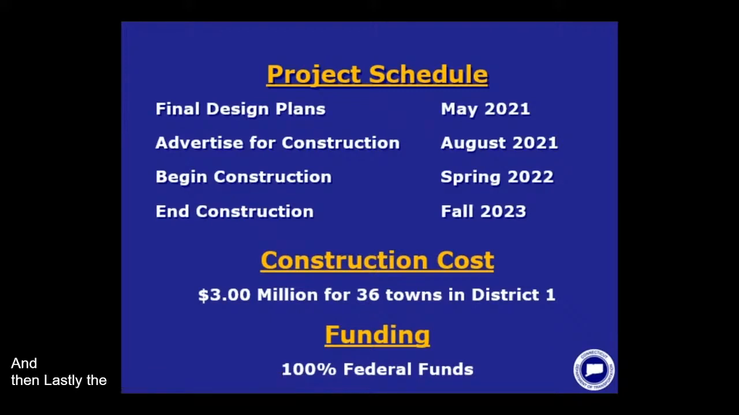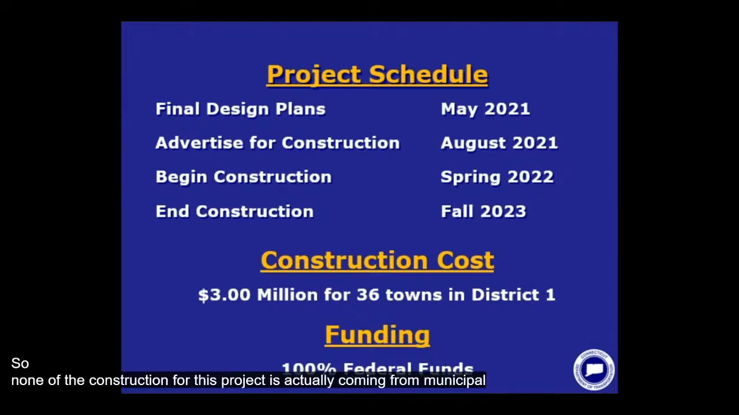And then lastly, the total construction cost for this project is going to be around $3 million across the 36 towns in central Connecticut. This includes costs for sign installation, sign removals, police control, any clearing and thinning, contractor mobilization, and other items in this project. And because this is a safety project, construction for this was eligible for 100% federal funding. So none of the construction for this project is actually coming from municipal or state monies.